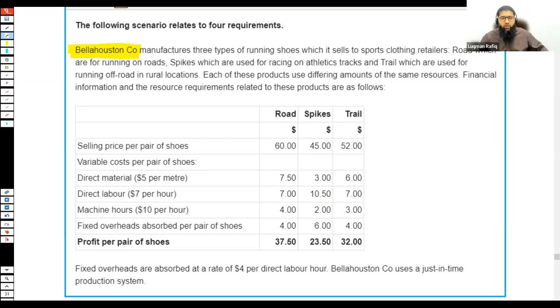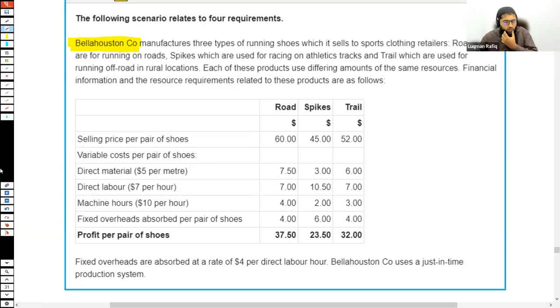The one thing you have to do is calculate the optimal production plan and the resulting total contribution earned from March, assuming that the order from Run Wild is supplied, and so on and so forth. So basically, let's have a discussion about it. I'm giving you 5 minutes so that you can read through this part and then we move forward.